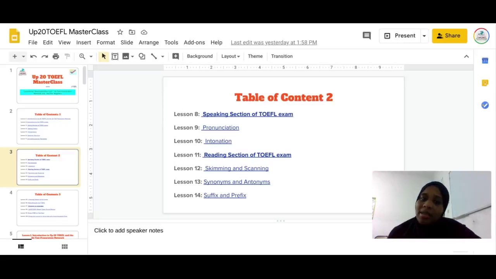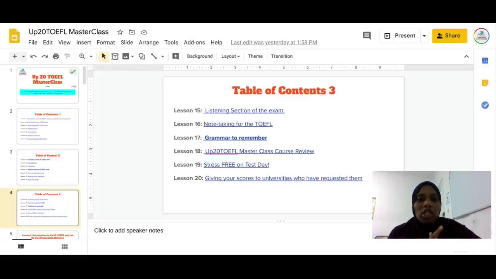Lesson 13 covers synonyms and antonyms, and lesson 14 covers prefix and suffix. Sometimes students, by the prefix and suffix, don't really understand the meaning of the word, so we added this in lesson 14 so that things are very, very clear and that you can understand the vocabulary used in the reading section of the exam.